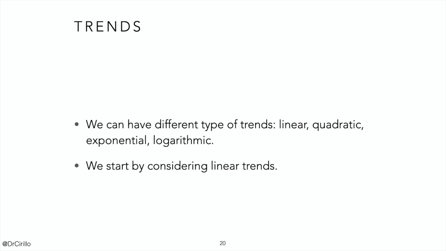As we have already said, there are many different types of trends: linear, quadratic, parabolic, logarithmic, exponential, whatever you want. We start by considering the linear trends. This is very important because linear trends are the most common type of trends that you can find in financial time series, so the type of time series that are important for us.